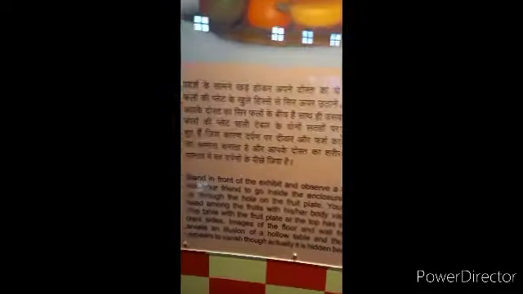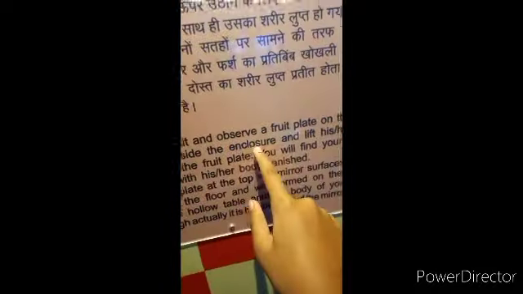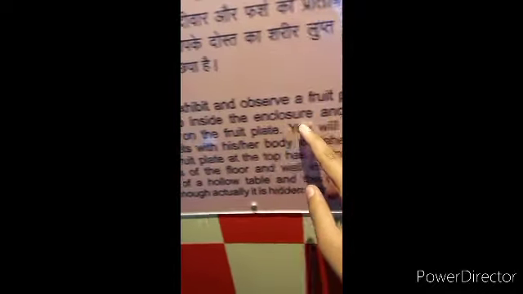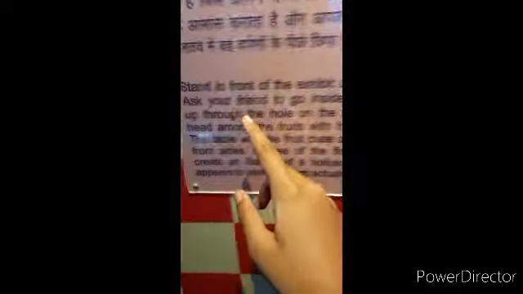So this one is called a head on the platter. That is the entry. So stand in front of the exhibit and observe a fruit plate on the table. Ask your friend to go inside the enclosure and lift his head up to the fruit plate.